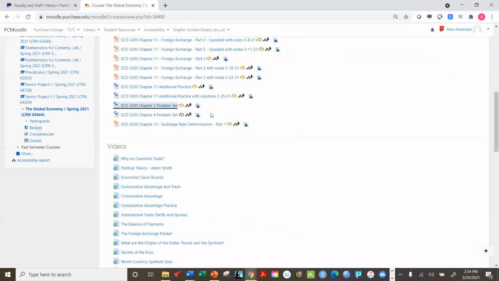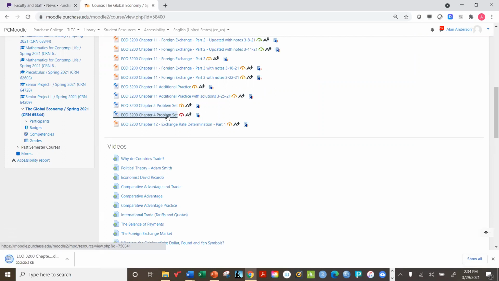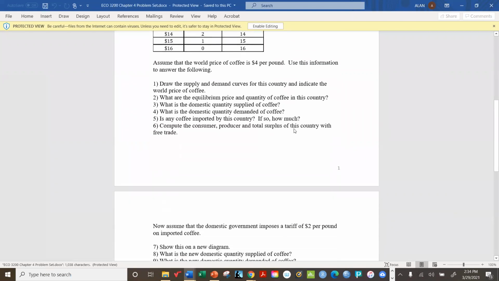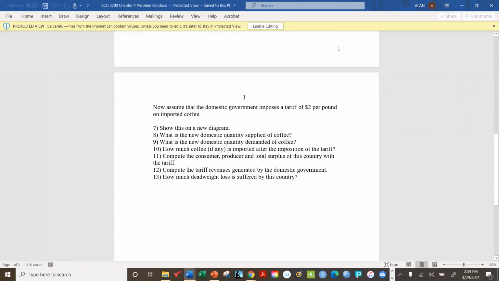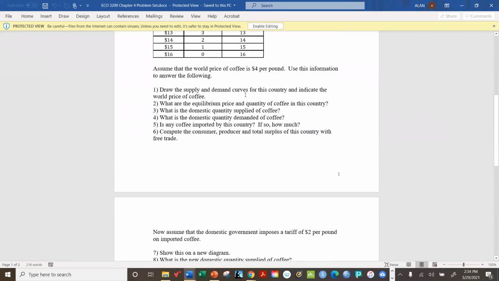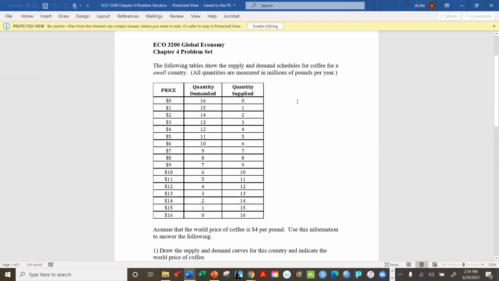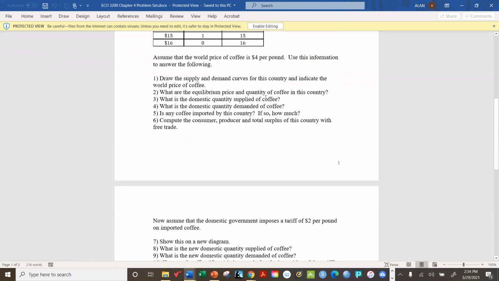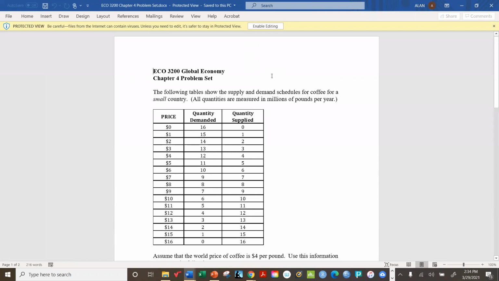So we'll do that today. And then here's the chapter 4 problem set. We can save that one for Thursday because you haven't seen it yet. It involves supply and demand for goods and services, but the focus is on the impact of a tariff. You'll have to draw some supply and demand curves, but what we really want to understand is what happens to consumer surplus, producer surplus, and government revenues when a tariff is imposed on an imported good. So that's what's going on in this problem set, and you can work on it for Thursday.